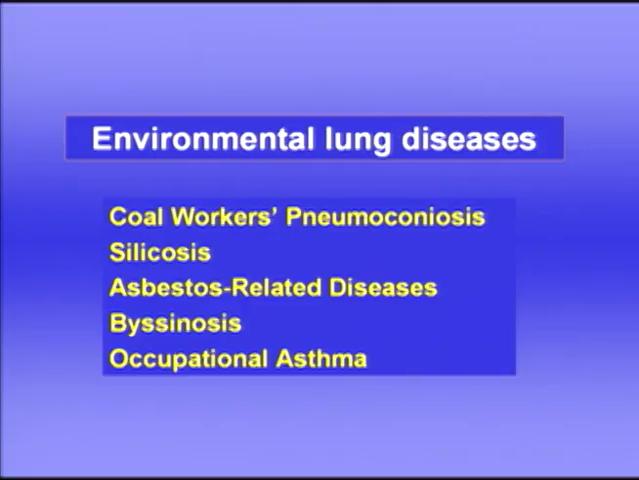Okay, so that's all I'm going to say about the normal pollutants in the atmosphere. We're now going to turn to these occupational or industrial lung diseases, and we're going to look at 5 of these. Coal workers' pneumoconiosis, sometimes called black lung disease, silicosis, asbestos-related diseases, which have become extremely important recently, byssinosis, caused by cotton materials, and occupational asthma.